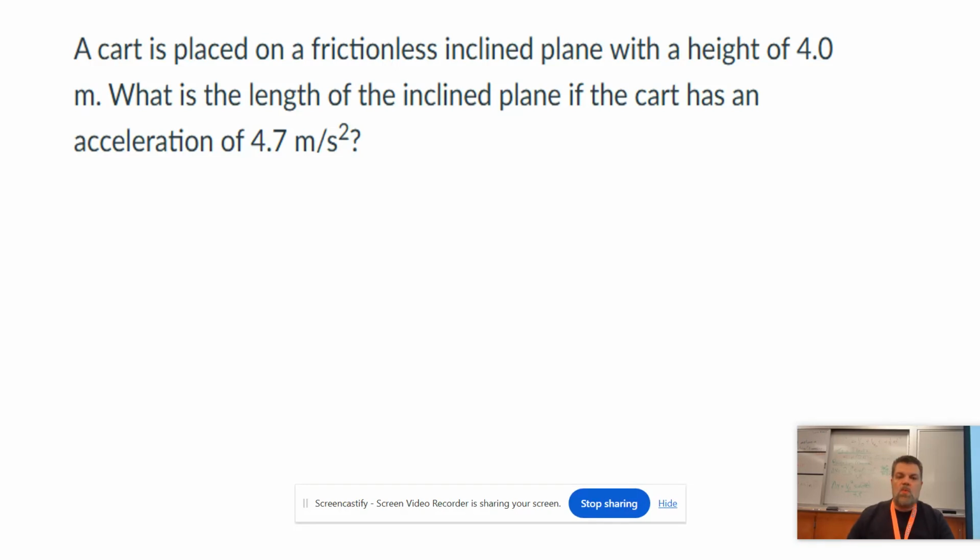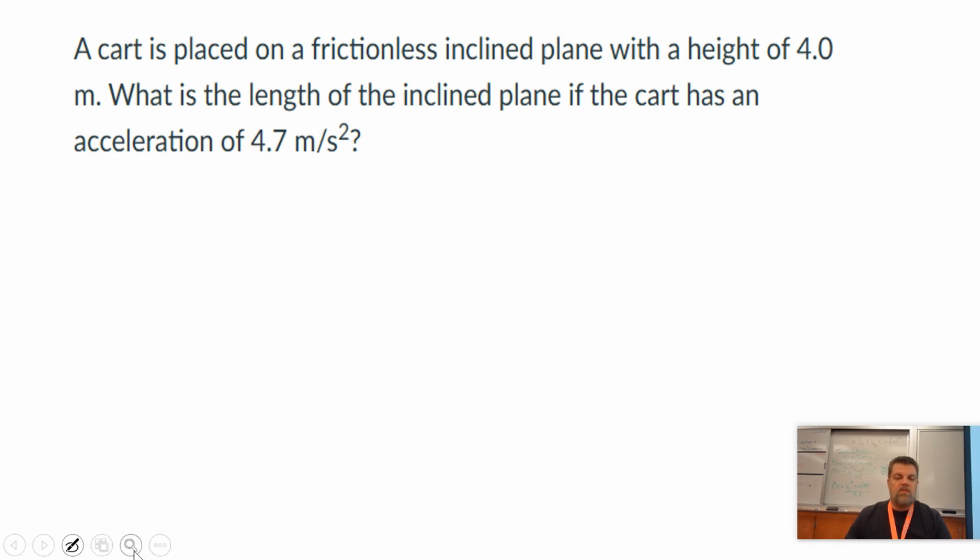All right, so for this one, it says a cart is placed on a frictionless inclined plane with a height of 4 meters. What is the length of the inclined plane if the cart has an acceleration of 4.7 meters per second squared?